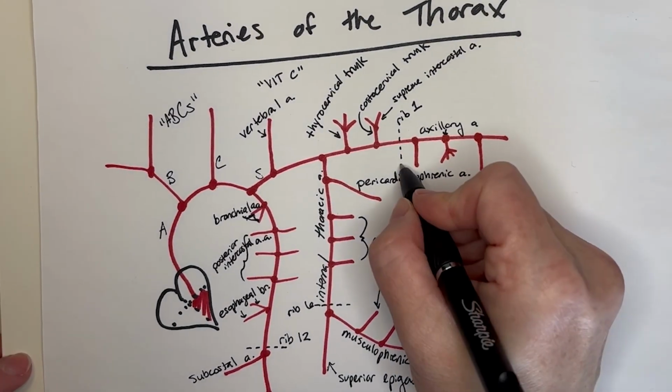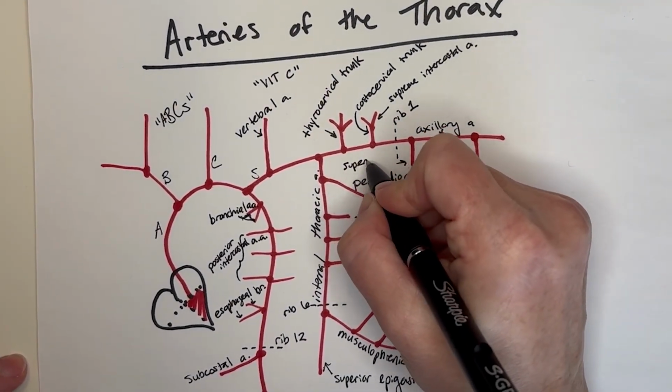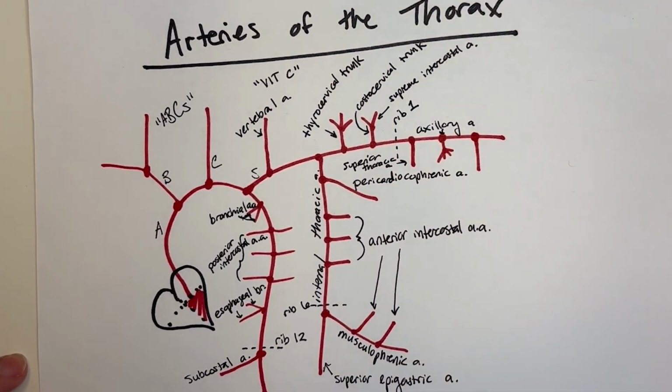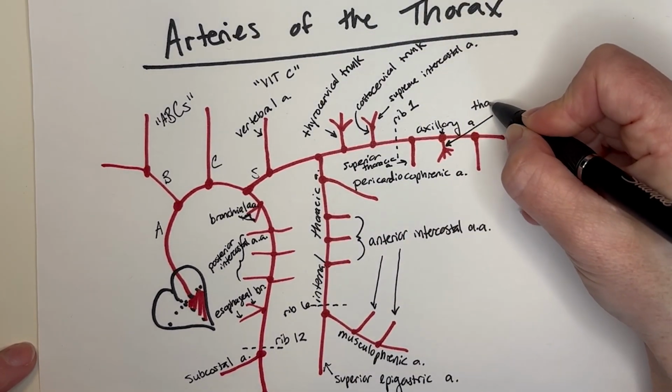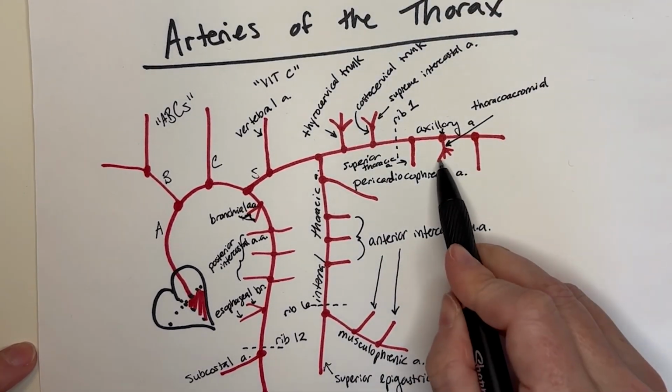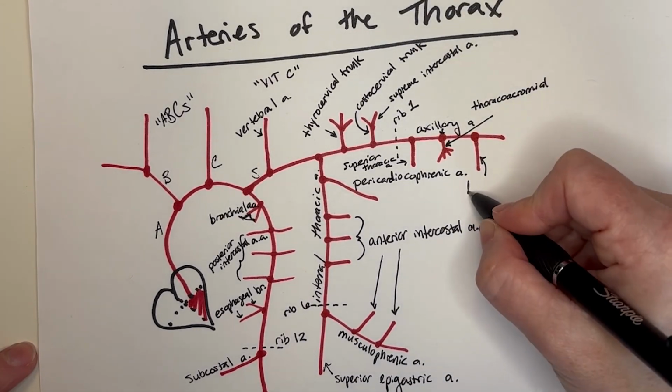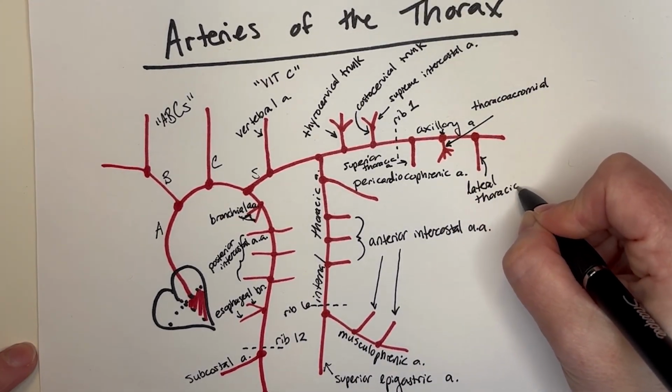That first branch is going to be the superior thoracic artery. That second branch is the thoracoacromial artery. And our final branch is going to be the lateral thoracic artery. And then we're done.